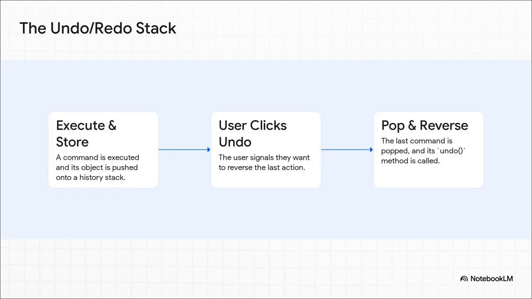And this is how that undo feature suddenly becomes almost laughably easy to implement. Every time a user does something, we just push that command object onto a history stack. When they hit undo, we just pop the last command off the stack and call its special undo method. It is that clean, that elegant, and that powerful.